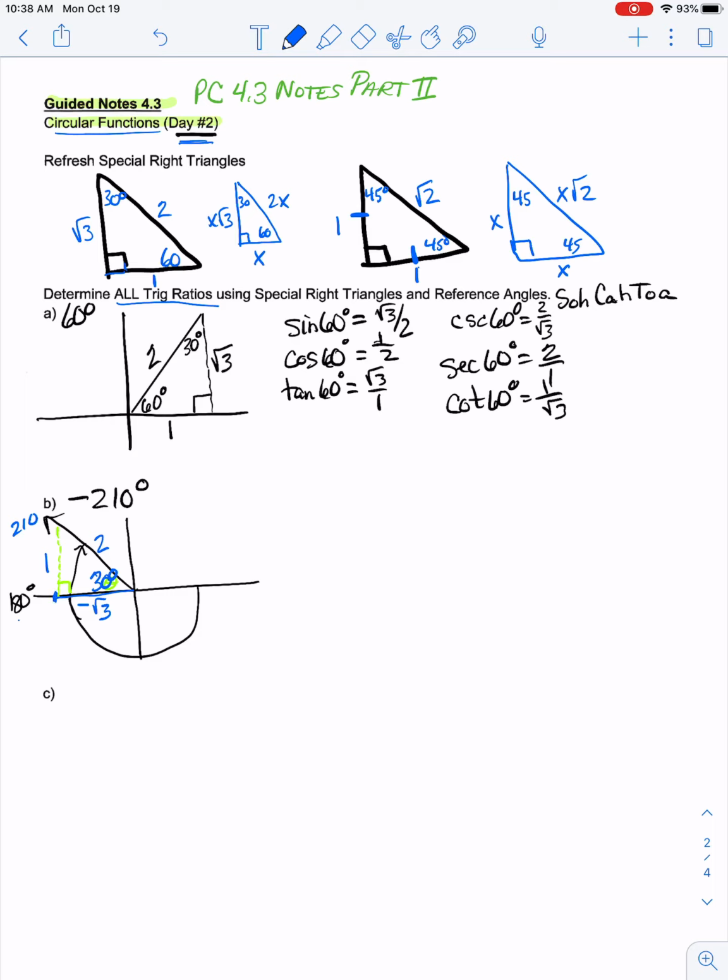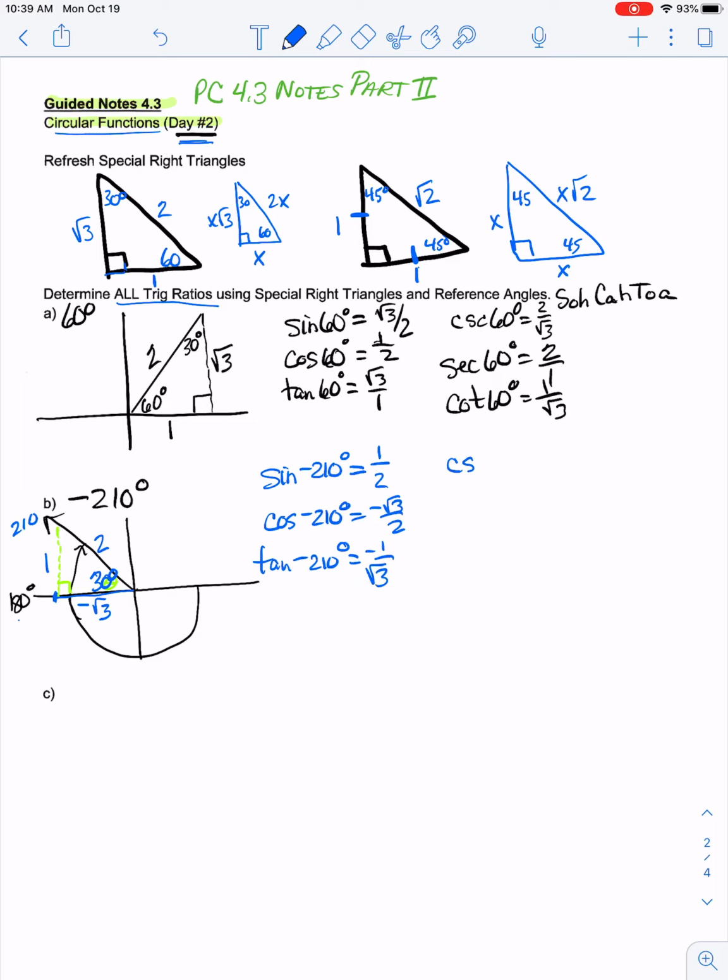Okay, so then if we go through and we write our ratios, the sine of negative 210 is going to be opposite over hypotenuse, so we should have 1/2. Cosine negative 210 is going to be negative square root of 3 over 2. Tangent negative 210, negative 1 over the square root of 3.